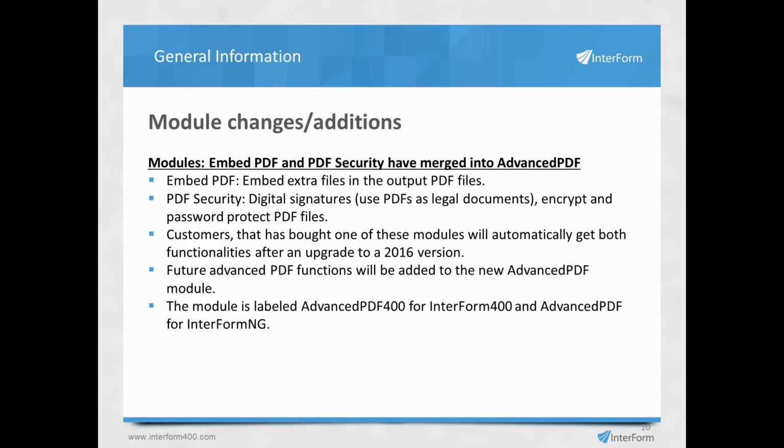Next module is the advanced PDF. So with the previous modules of embed PDF and PDF security, we're now merging those two modules into one. So if you don't remember, embed PDF is a module that gives the ability to embed additional files into an output PDF. PDF security gives it the ability to add digital signatures to an output PDF file, so you can use it as a legal document. You can encrypt and password protect those PDF files as well.